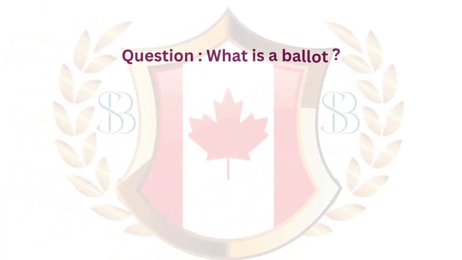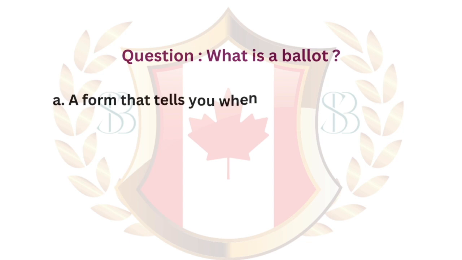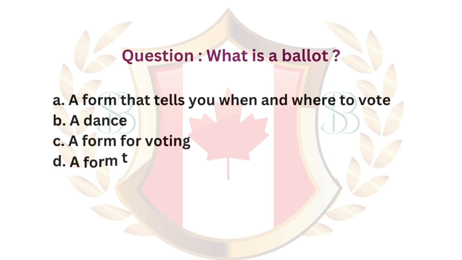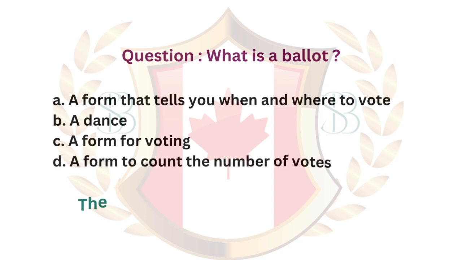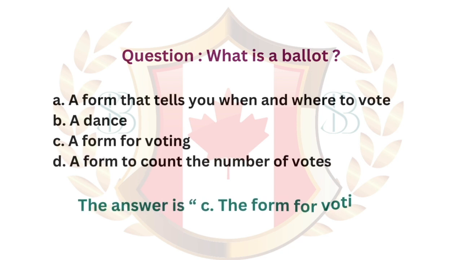Question. What is a ballot? A. A form that tells you when and where to vote. B. A dance. C. A form for voting. D. A form to count the number of votes. The answer is C, the form for voting.